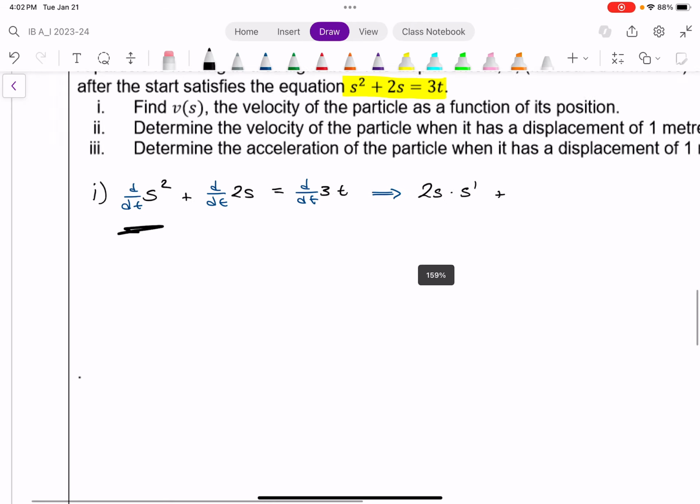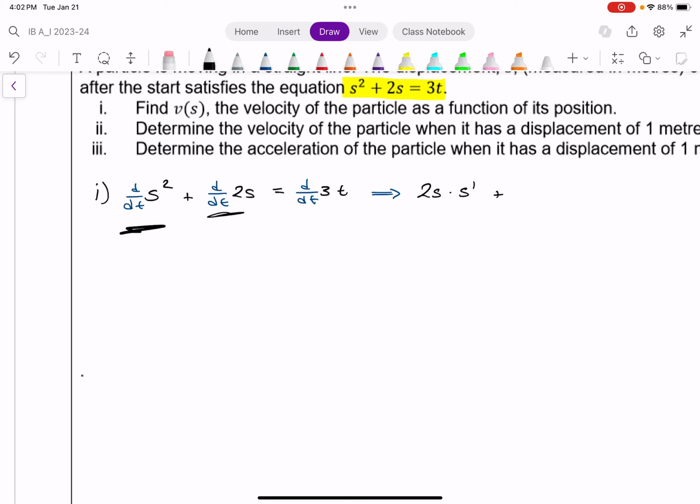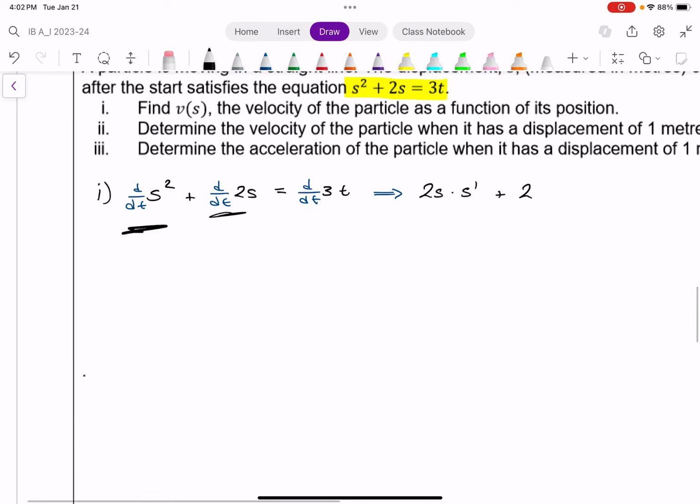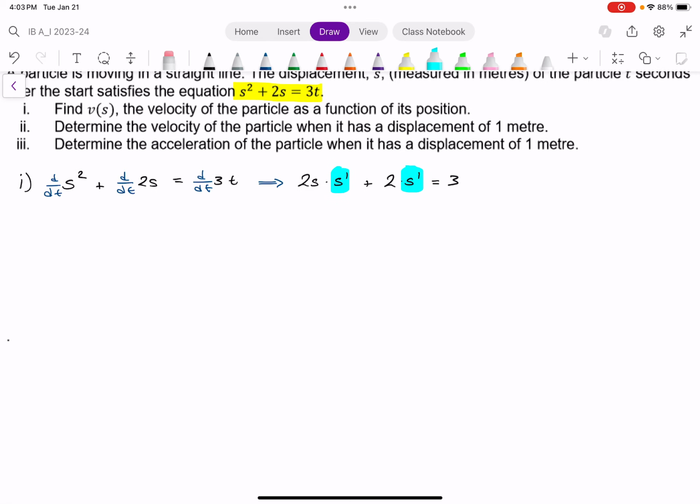Let me do the same thing for the next part. Differentiating 2s with respect to s is 2, multiplied by the derivative of s with respect to time, which is s prime. That's the trickiest part. On the right-hand side, differentiating 3t with respect to t is just 3. Notice, again, that this s prime here is a derivative of s with respect to time. That is velocity. And so if I can isolate those, which I can quite quickly, I can find the velocity. But notice it'll be the velocity with respect to s, not time. There's no t variables here.